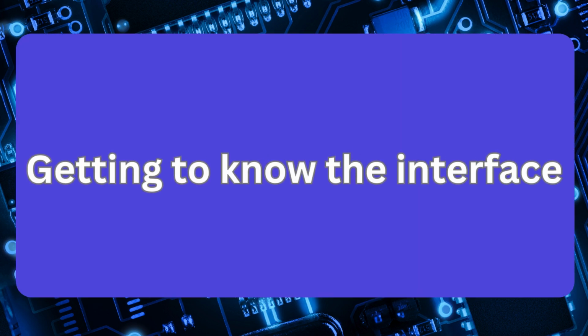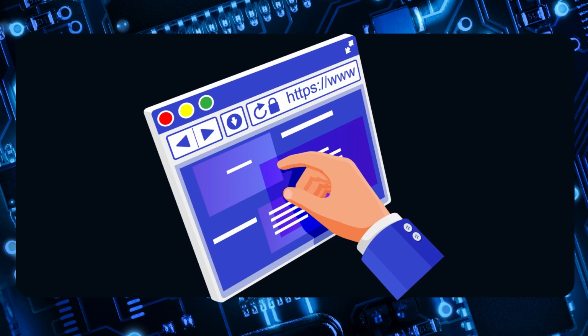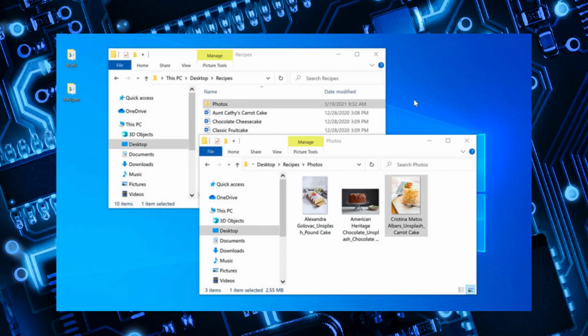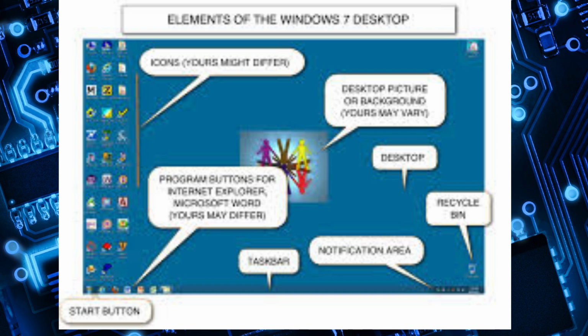Getting to know the interface. Both PCs and Macs use a graphical user interface, or GUI, and they each have their own look and feel. Here is that of Microsoft Windows. On the home page, we have the recycle bin, items on the desktop, the start button, the desktop itself, shortcuts on the taskbar, and date and time settings.